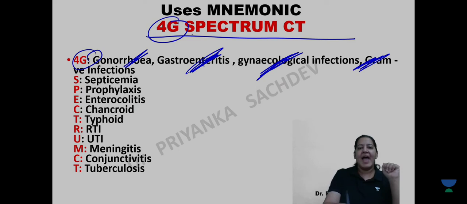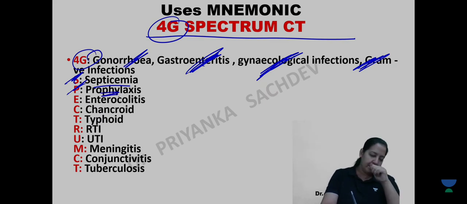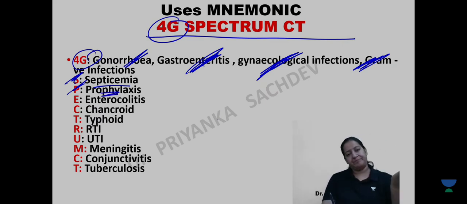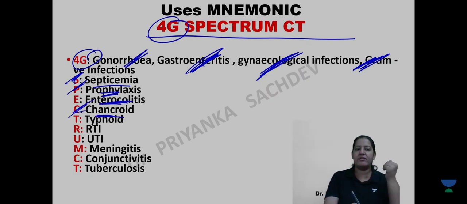The 4G. Spectrum ka S is septicemia. They are drug of choice. They are given in septicemia. P is prophylaxis. But what do you mean by prophylaxis? Before any surgery, we give prophylactic antibiotics. You may be knowing that. So they can be given as prophylactic antibiotics before surgery. E for enterocolitis, that is diarrhea. C for chancroid, a type of STD, sexually transmitted disease. T for typhoid, R for RTI, U for UTI, M for meningitis, C for conjunctivitis, and T for tuberculosis.